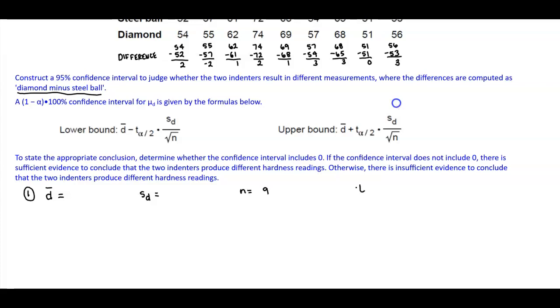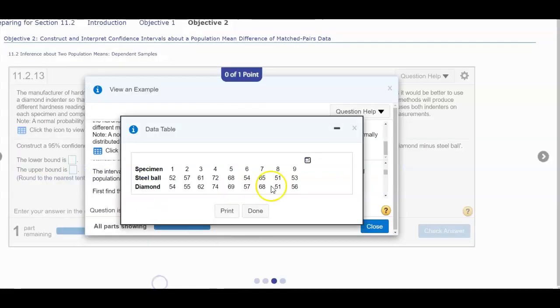And then we also need to find the critical t value of this particular problem so we can plug it in. So before we find the critical t value, let's go ahead and find the mean differences and the standard deviation. So I'm going to open this up in StatCrunch. So you can see here's our data. We can go ahead and open this data up into StatCrunch.